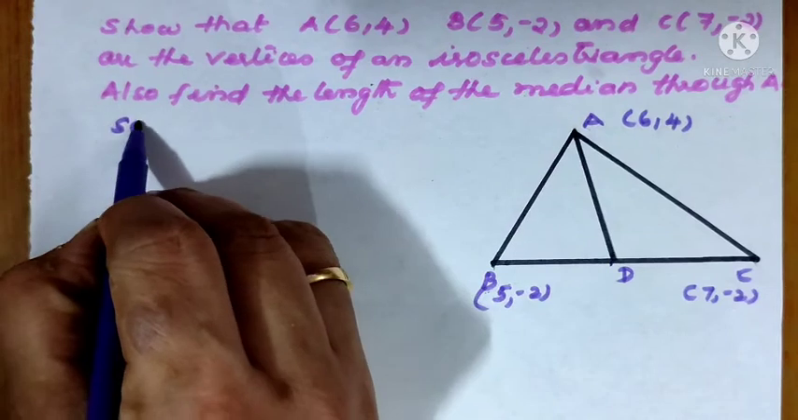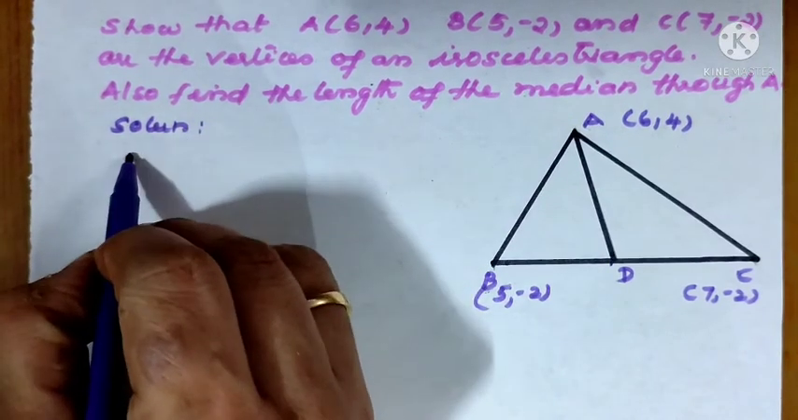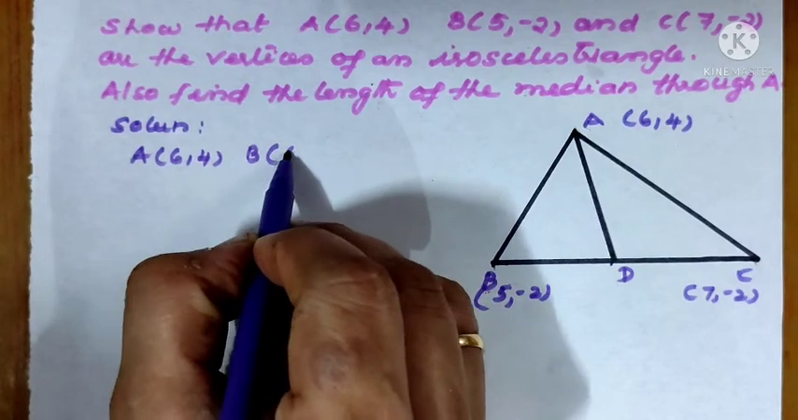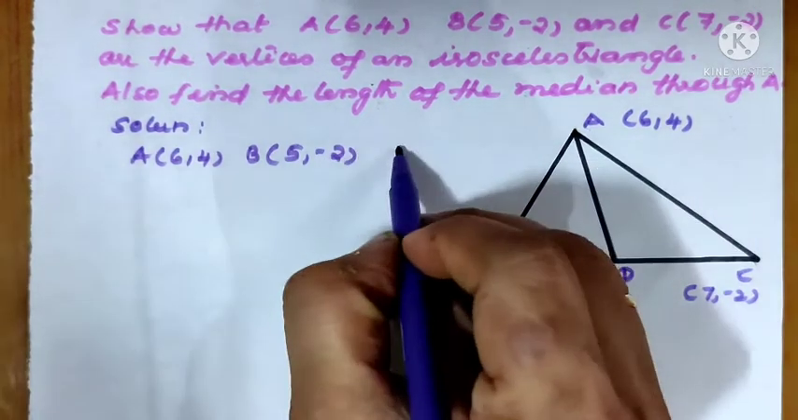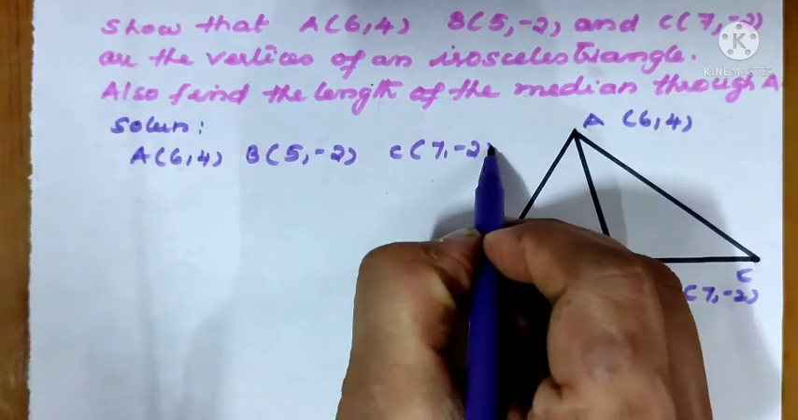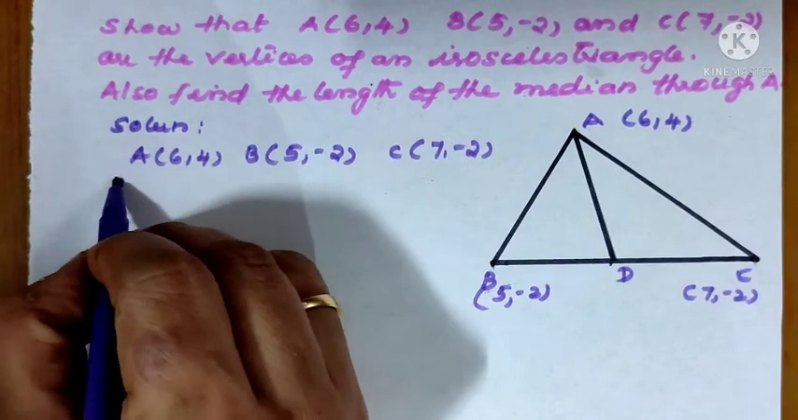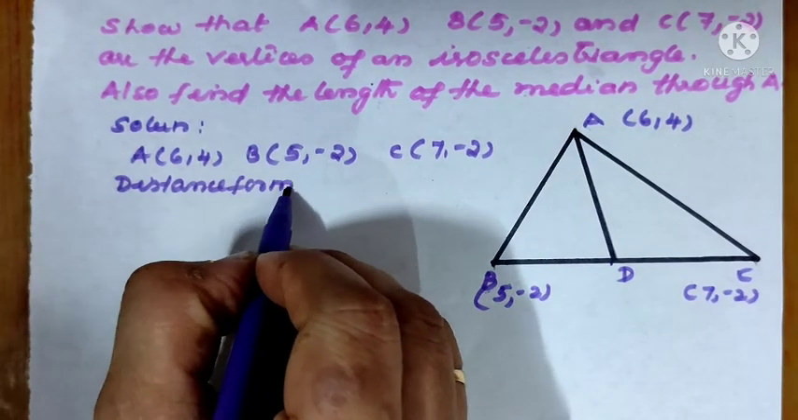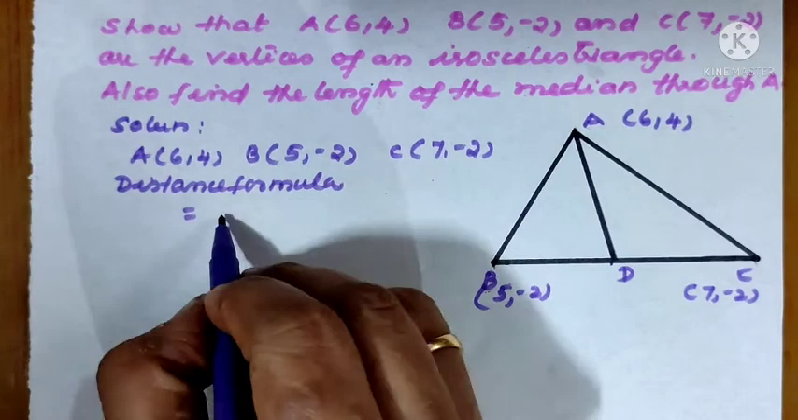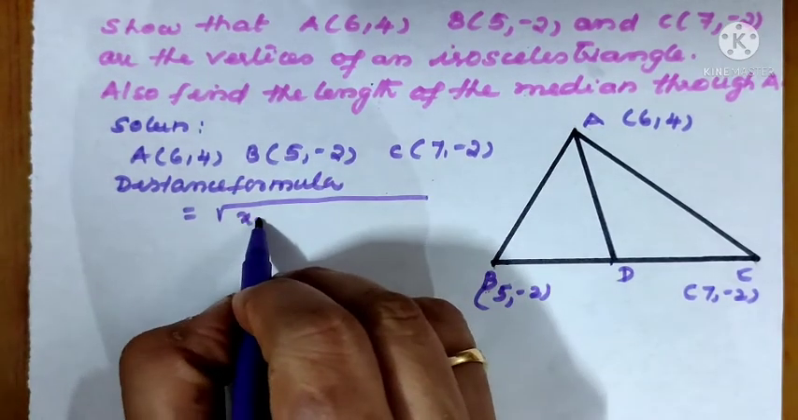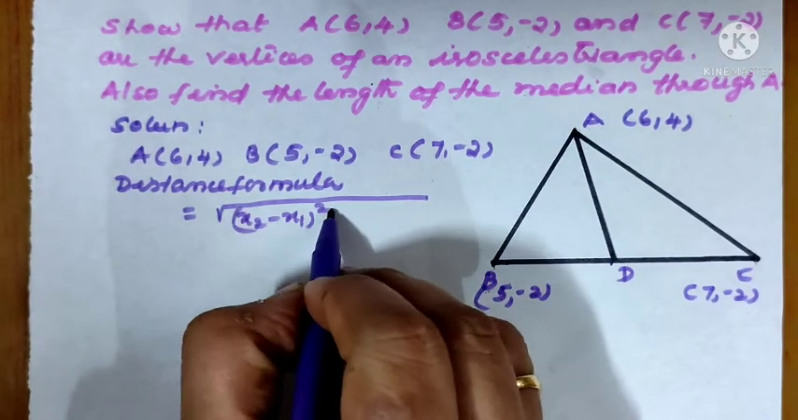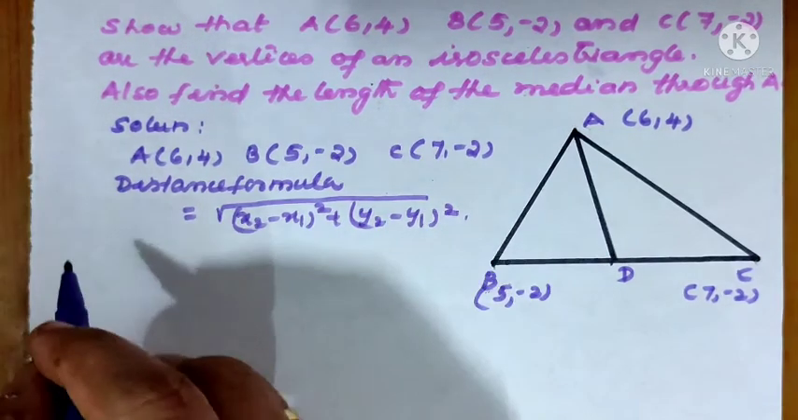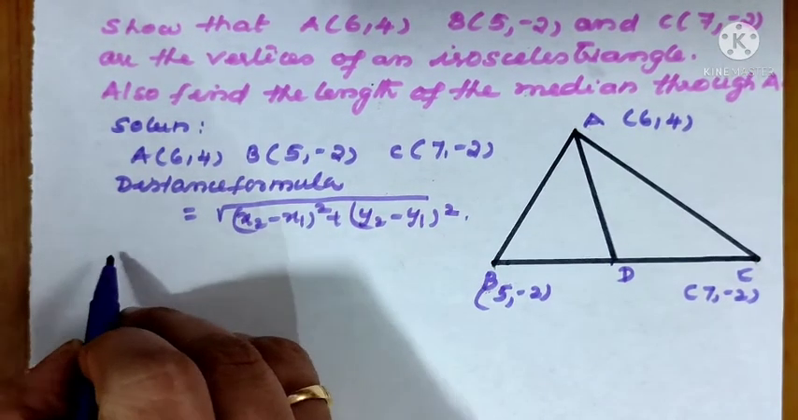Based on the coordinates given, A(6, 4), B(5, -2) and C(7, -2), we have to use the distance formula here. Distance formula equals the root of (x2 minus x1) whole square plus (y2 minus y1) whole square. By applying the rule we are calculating the length AB.